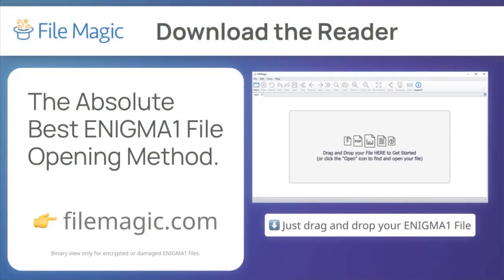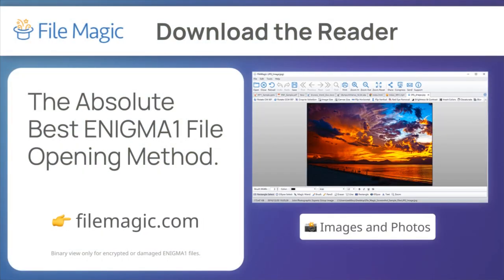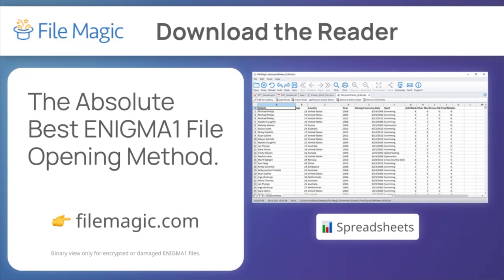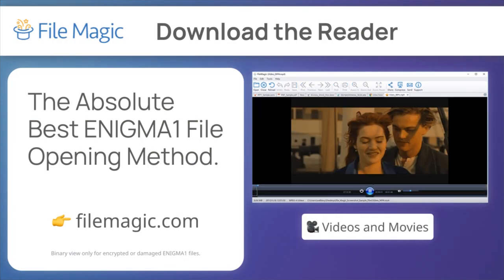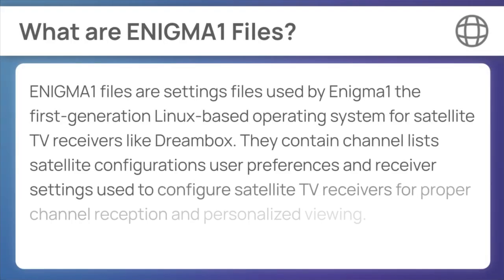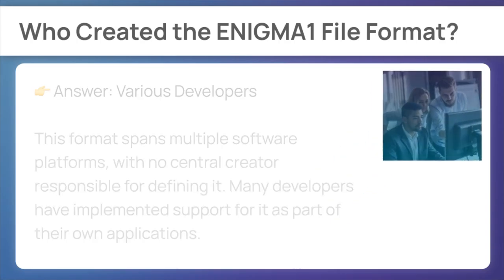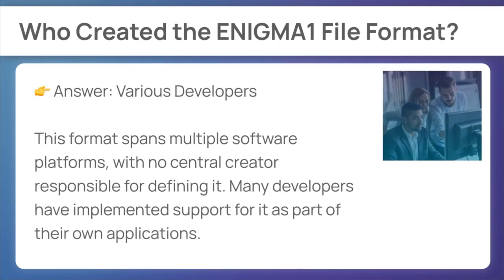Near the end, we'll discuss the essential features of a professional-grade Enigma1 file inspection tool that supports hundreds of other formats as well. Enigma1 files are settings files used by Enigma1, the first-generation Linux-based operating system for satellite TV receivers like Dreambox. They contain channel lists, satellite configurations, user preferences, and receiver settings used to configure satellite TV receivers for proper channel reception and personalized viewing.